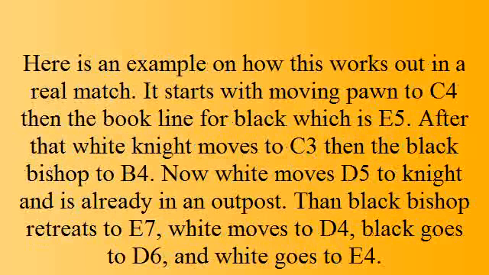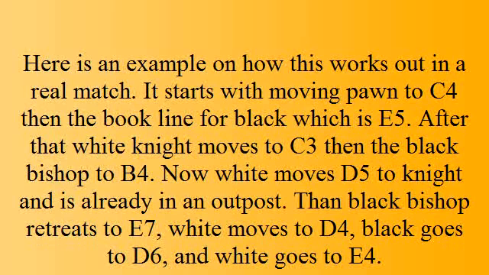Here's an example of how this works out in a real match. It starts with moving the pawn to c4, then a book line for black, which is e5. After that, the white knight moves to c3, then the black bishop to b4. Now white moves the knight to d5 and it is already in an outpost. Then the black bishop retreats to e7. White moves to d4, black goes to d6, and white goes to e4.